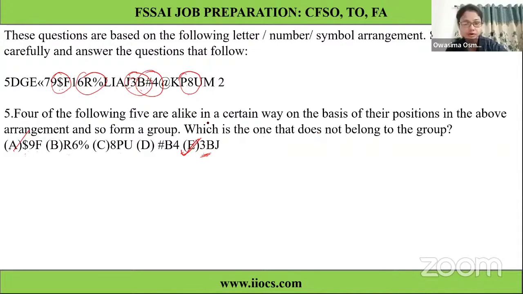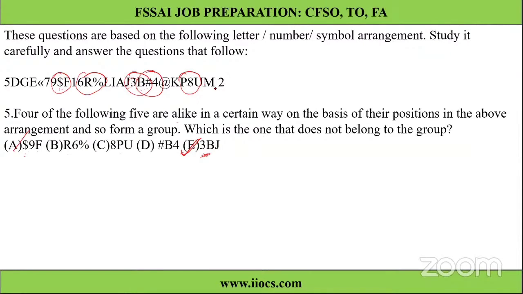4 of the following 5 are alike in a certain way. 5 are alike in a certain way means 1, 2, 3, 4, 5. They are talking about this in a certain way on the basis of their positions in the above arrangement. So if we follow the options, here are the five options, and according to these options, we have to find out this 5 group. Is that clear? Okay, ma'am. Okay.